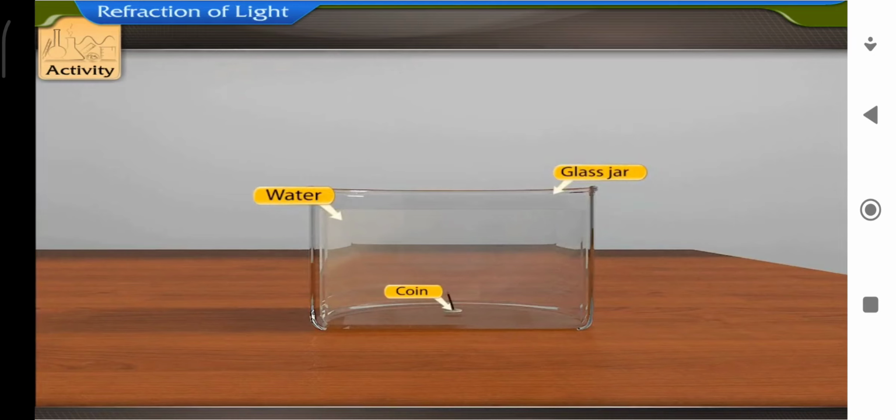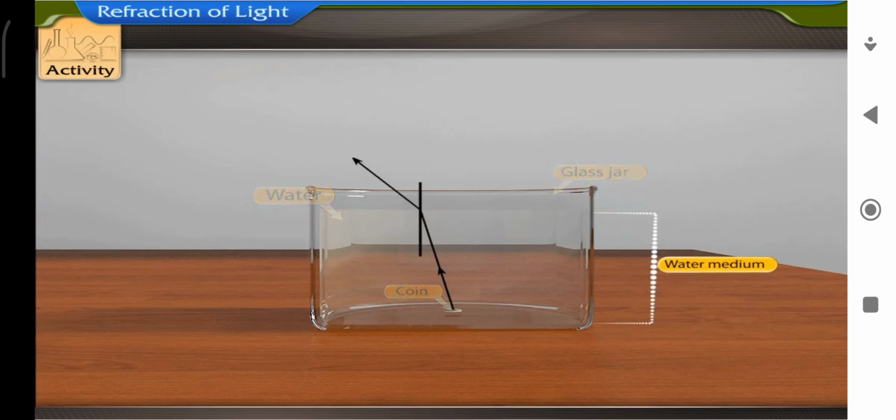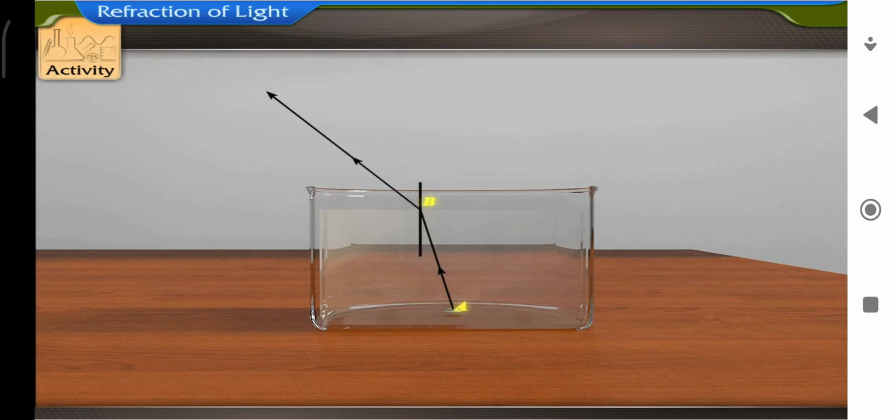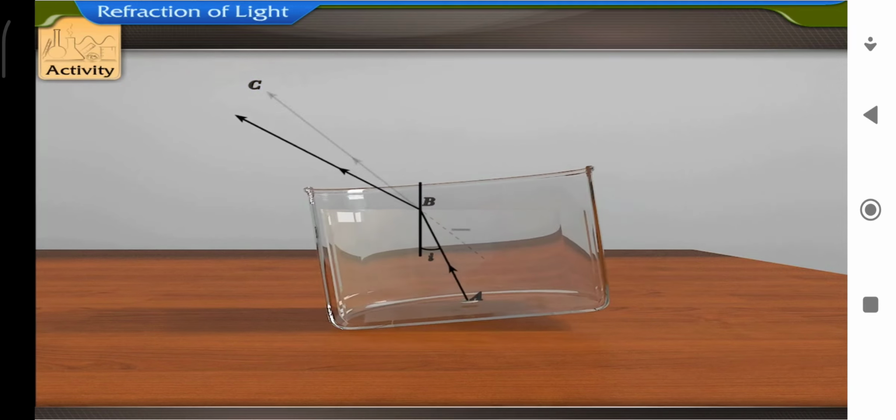begin to emerge from the coin. Initially, they are in the water medium. When the rays emerge out of the water, they travel in the air medium. On entering the air medium, they change their direction. Let us consider ray AB incident on the interface of water and air at an angle of incidence i. The ray deviates away from the normal to the interface and emerges as ray BC. The coin appears to be raised.